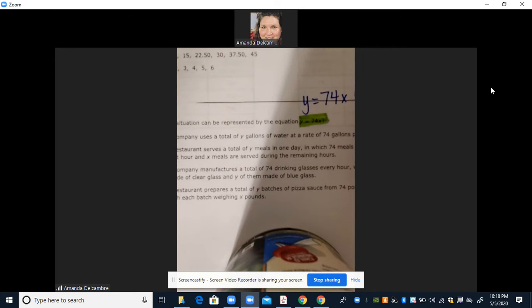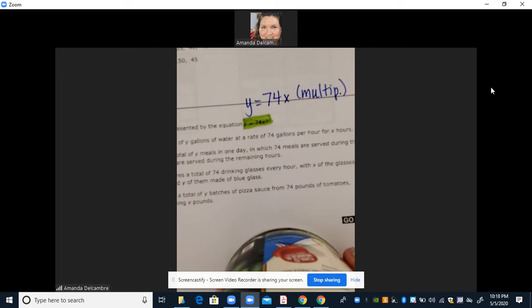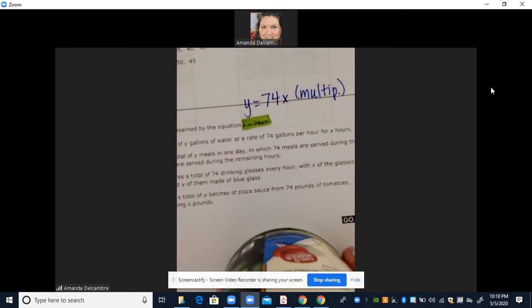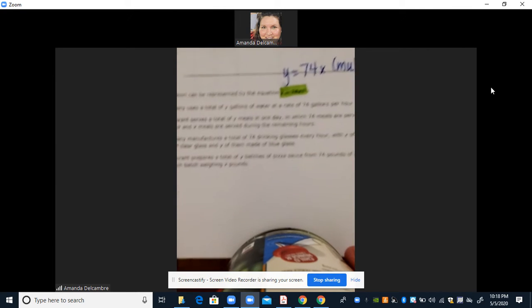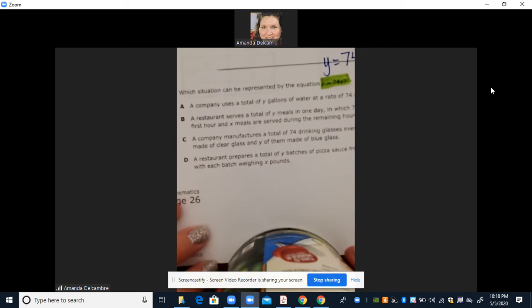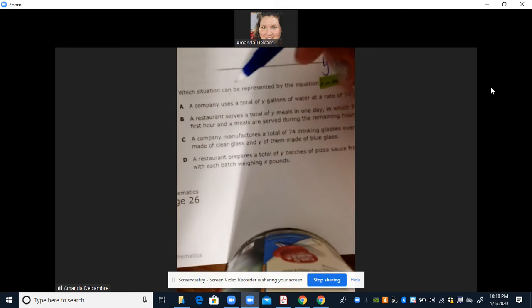I'm going to just abbreviate. Multiplicative relationship. So you know we're going to be multiplying. Okay, so we're looking for keywords that we're talking about with multiplying. Okay. A company uses a total of Y gallons of water at a rate of 74 gallons per hour for X hours. Okay, looking here, we have the word per. We know that that means to multiply.